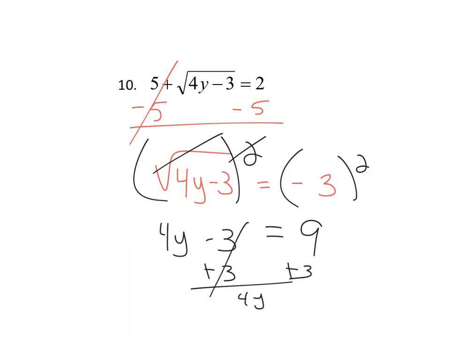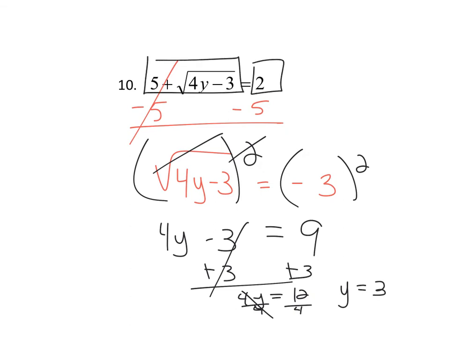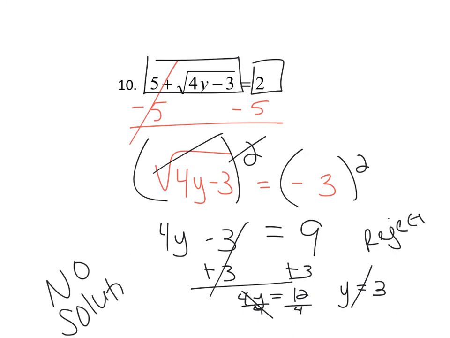So you get 4y equals 12 divided by 4, y equals 3. Check your answer. Either plug in or plug this into y1 and this into y2. When you check 3, you're going to find out, nope, we're going to reject this answer because that was an extraneous answer.